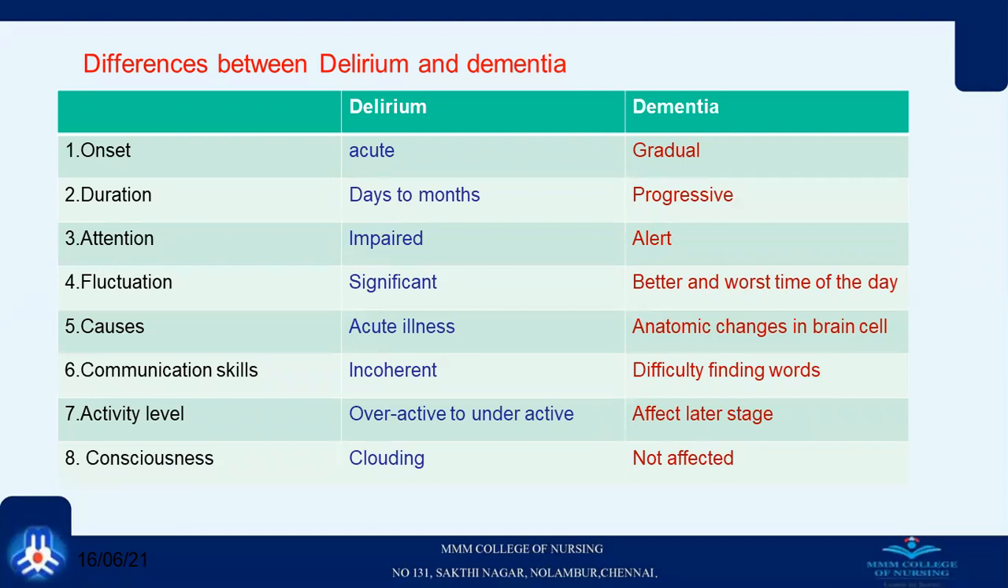Fluctuations of symptoms. The appearance of delirium symptoms can fluctuate significantly and frequently throughout the day. While people with dementia have better and worse times of the day, their memory and thinking skills stay at a fairly constant level during the course of the day. Causes of the illness. Delirium is typically caused by an acute illness or drug toxicity, which is sometimes life-threatening but is often reversible. Dementia is typically caused by anatomic changes in the brain and has slower onset and is generally irreversible.